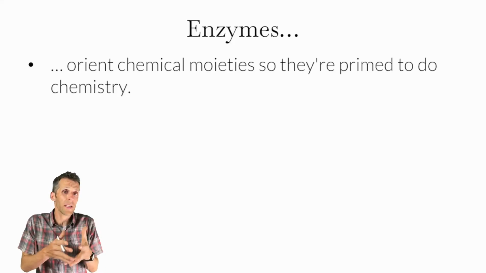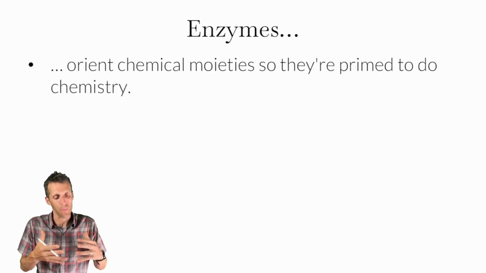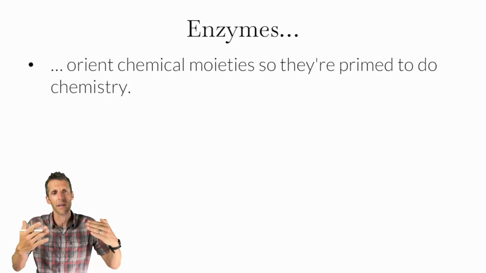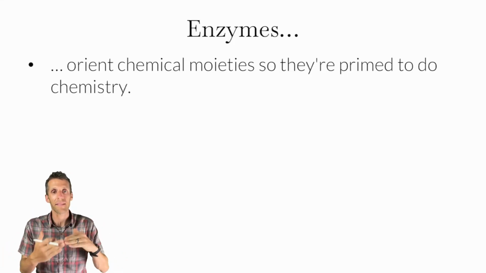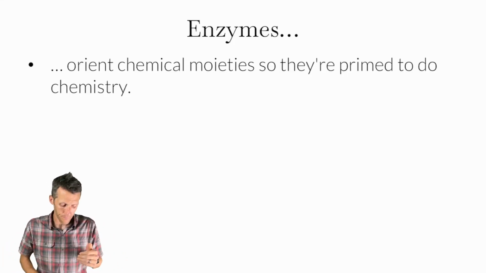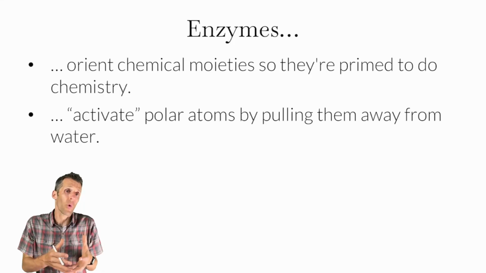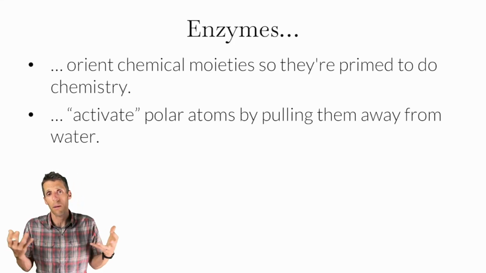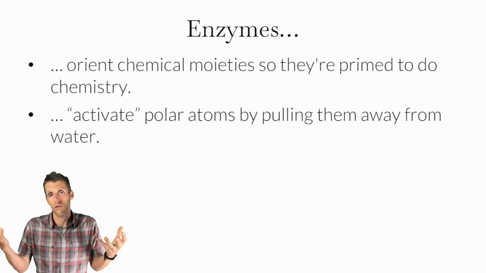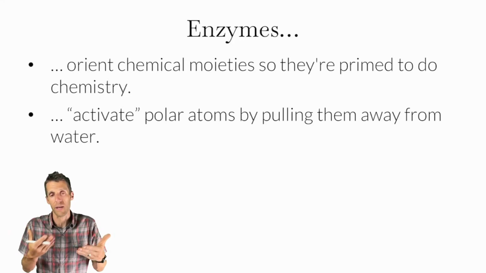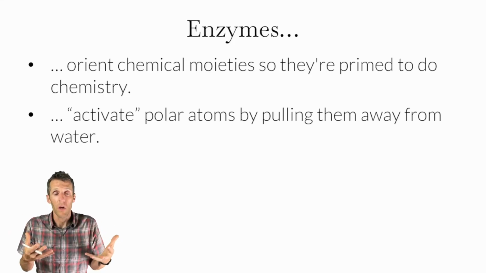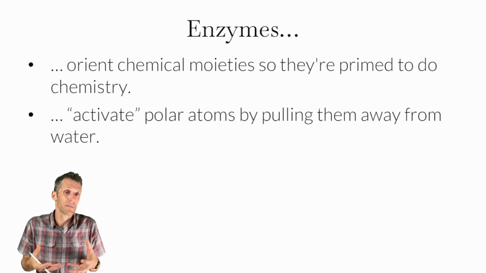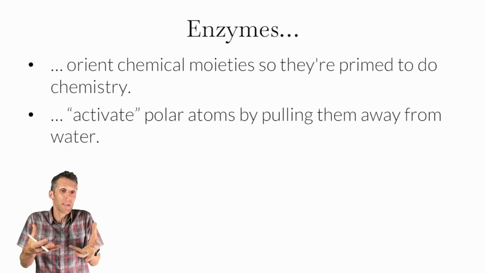So what are the general things that enzymes do? The first is they orient chemical moieties so they're primed to do chemistry. Basically, it's lining up all the atoms so the right thing attacks the right other thing. They activate polar atoms by pulling them away from water. I've said in previous videos that burying hydrogen bonds or charge away from water, where you don't fulfill a hydrogen bond with another donor or acceptor, is really unfavorable.